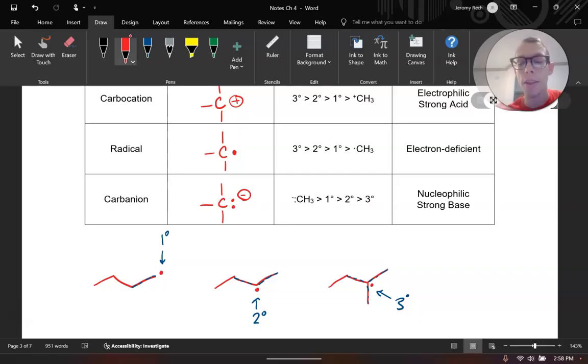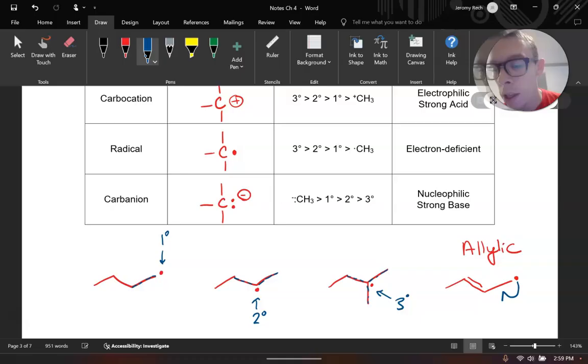We can also find other ways to actually stabilize a radical. One of the most common is going to be through resonance. And this actually has a specific name. So let's say I have a molecule here and then like a radical. This is known as allylic. And allylic species are ones that can actually do resonance. So I can actually show a resonance here.